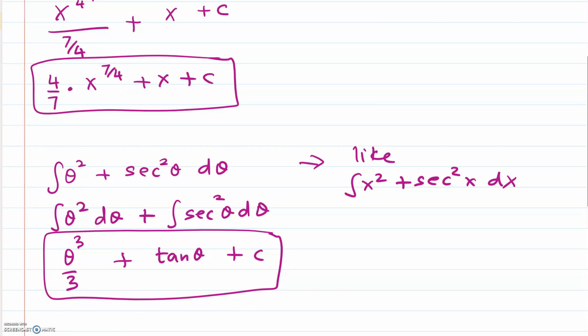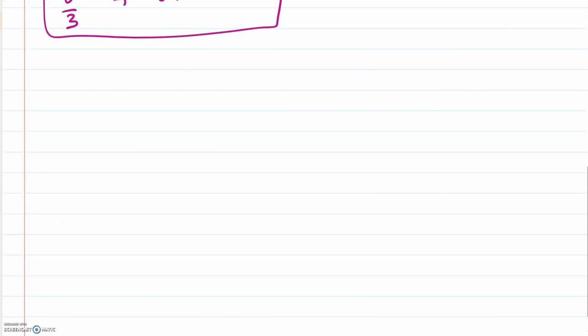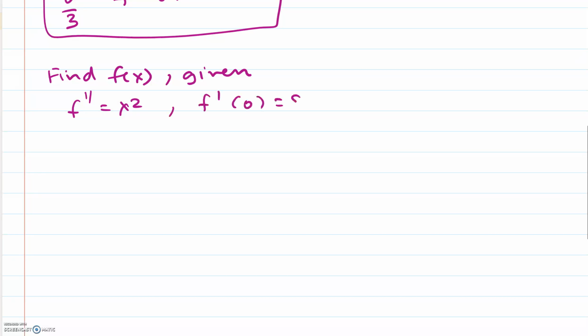So let's do one differential equation. Find f of x given f double prime is x squared, and also initial value condition f prime of 0 is 8 and f of 0 is 4. So from the second derivative we have to go to the first derivative, and from first derivative we have to go to f of x. So final answer is finding f of x.